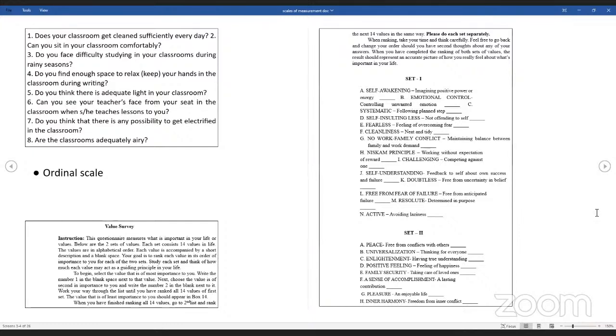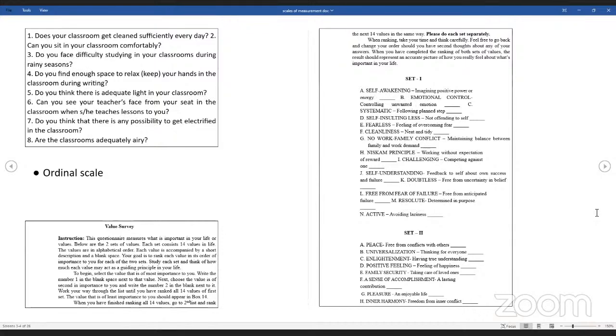And this nominal scale, we can measure with respect to the frequency. For example, are the classrooms adequately airy? So maybe 100 students are there, and out of that, 40 students say yes, it is airy. So 40% say it is airy, like that. Now this is the frequency. After that, we can score it. We can add them based upon the assumption.